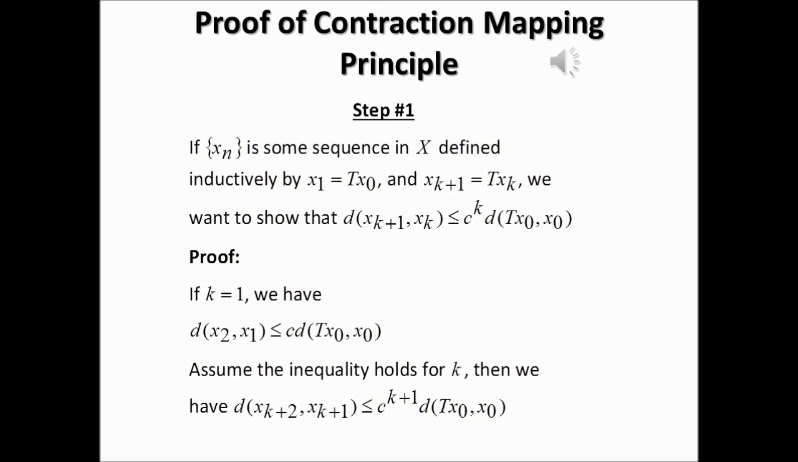That simply means the ordinary distance between x_{k+2} and x_{k+1} is less than or equal to c to the power k+1 times the ordinary distance between T of x_0 and x_0. So we've shown that the statement holds for k+1. By the principle of mathematical induction, the statement holds for all k.